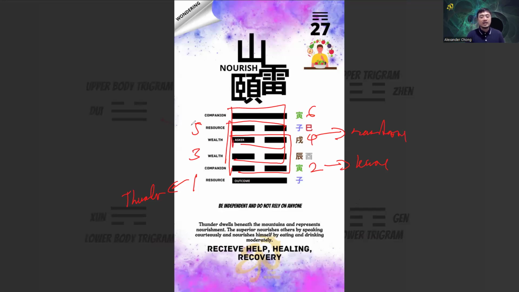Okay. And then you will get another Kun again. And then you will get another mountain again. Is it mountain? 4 is Kun. Okay. This one is also Kun, and then this one is mountain.